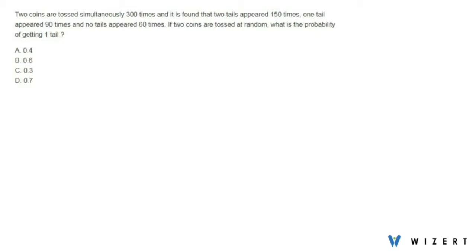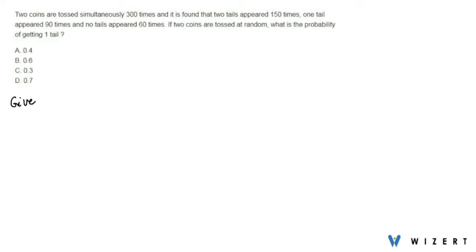Two coins are tossed simultaneously 300 times and it is found that two tails appeared 150 times, one tail appeared 90 times and no tails appeared 60 times. If two coins are tossed at random, then what is the probability of getting one tail? We have to find out.